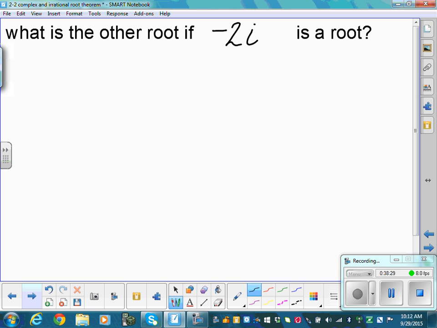What's the other root if negative 2i is a root? So if x is equal to negative 2i, what's the other root? x is equal to positive 2i. Very good. Does everybody feel pretty comfortable with that? Okay.